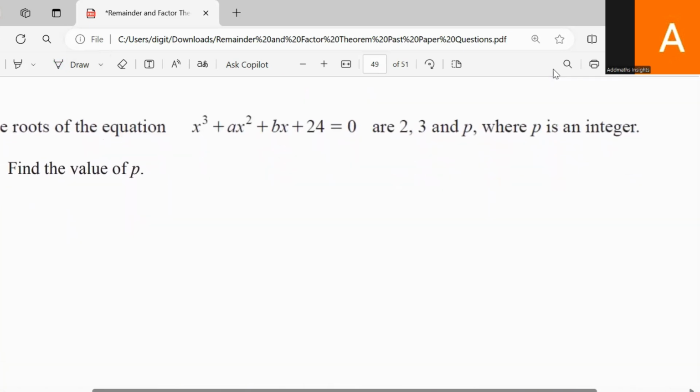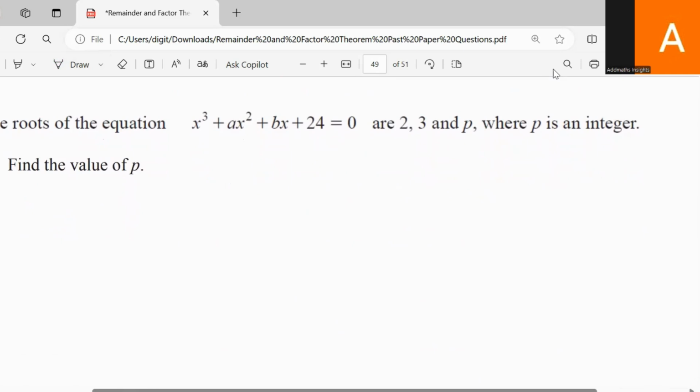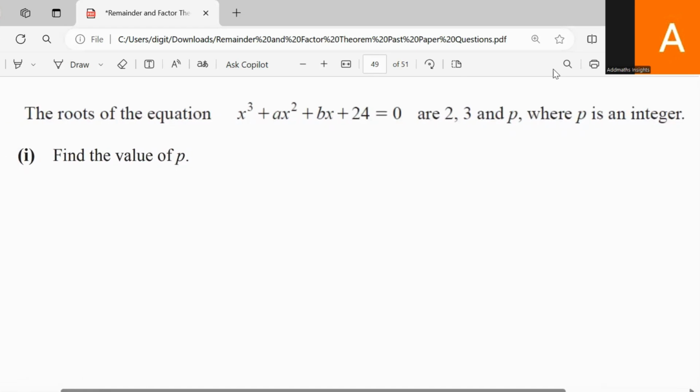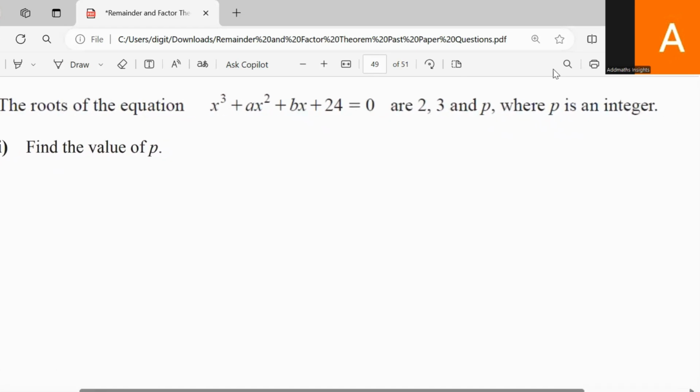The roots of the equation are 2 and 3, and given that, and p, where p is an integer, find the value of p. It's almost similar to the previous question, so you will use the same technique here. So 2 and 3 are the factors. So you can express this equation in its factorized form.